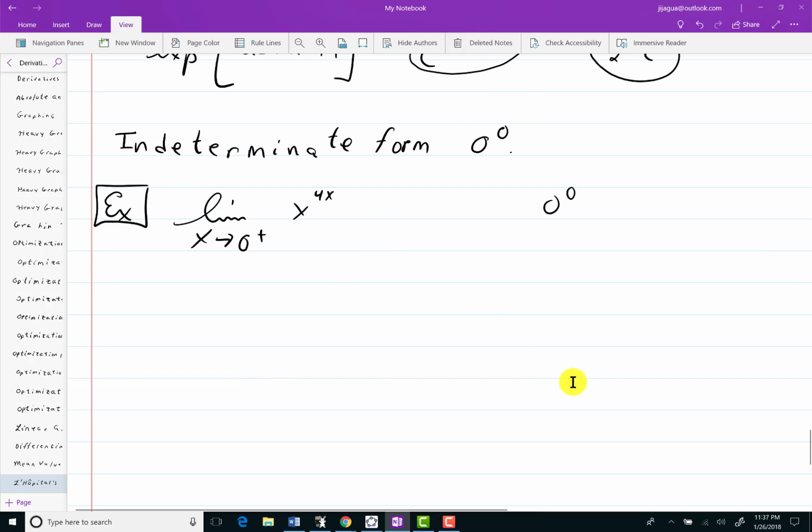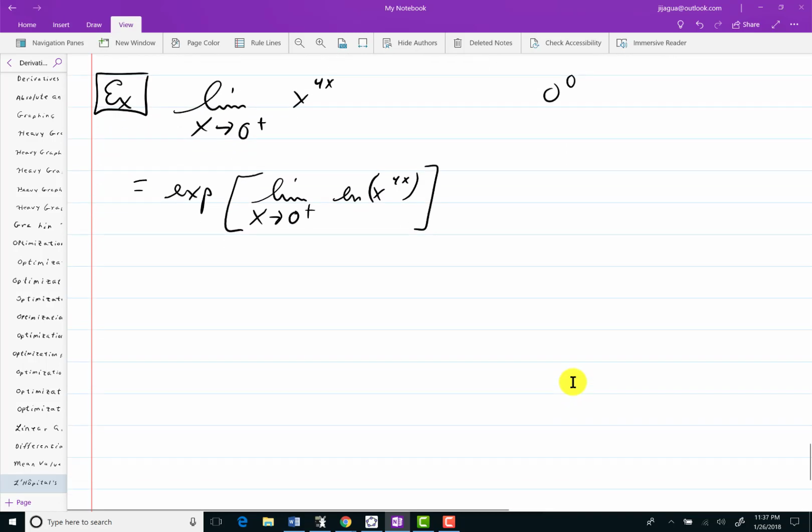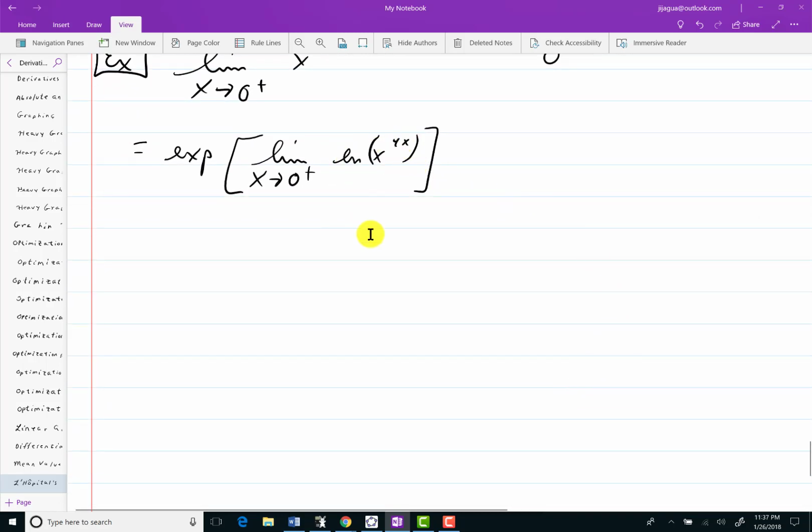You're going to do exactly what I did before. You're going to rewrite this as exp lim, x goes to 0 from the positive. Now this time what you're going to do is ln of x to the 4x. It's a little bit different than what we did before. I'm going to still bring down that 4x.